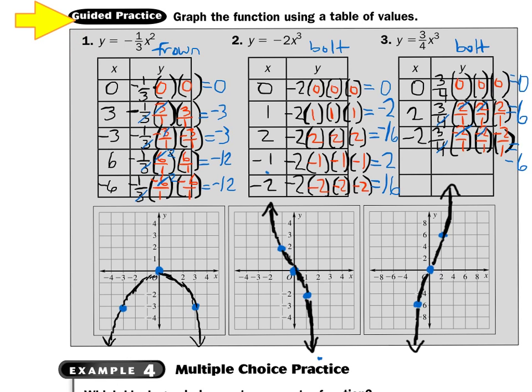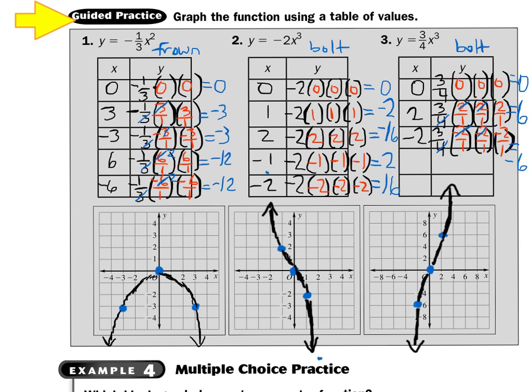Take a look at number 1. The first thing we're going to do is predict what it's going to look like. So look at how it's y equals negative 1/3 times x to the second power. When the x has a second power, hold up your thumb and your finger. So you see it's going to be a curve, right? A parabola. But see how this number in front is negative. So it's going to go down like a frown. So you should predict it before you graph it.